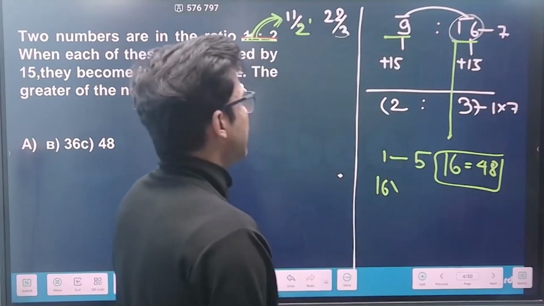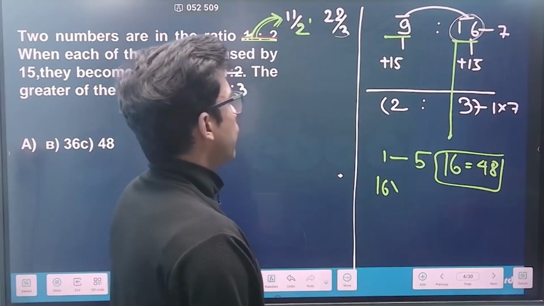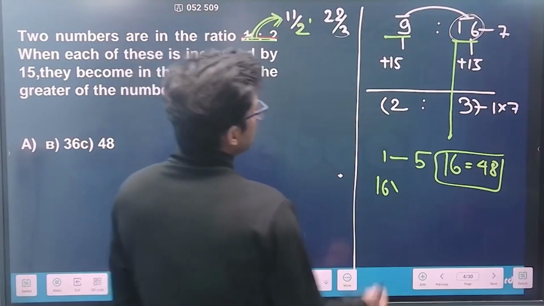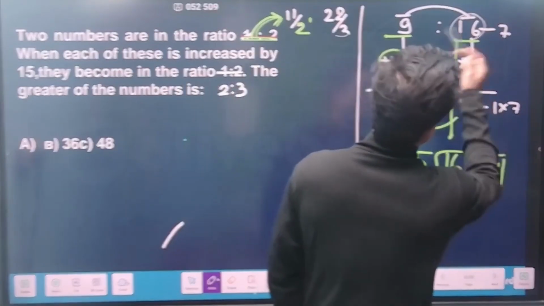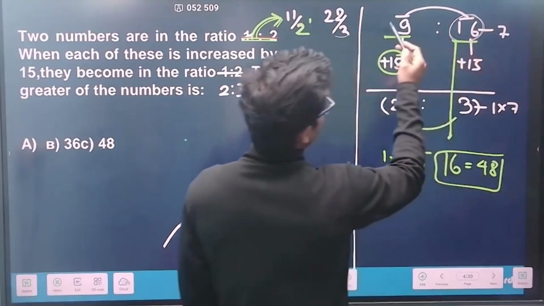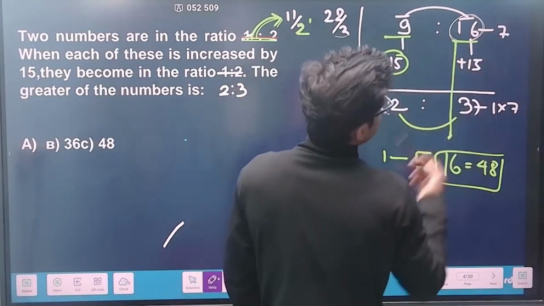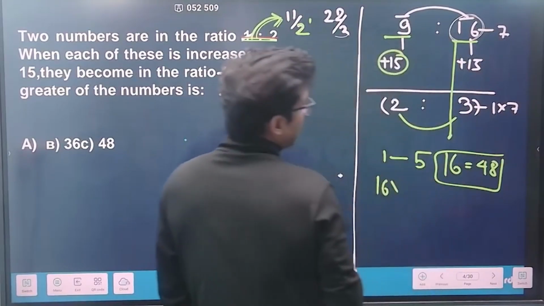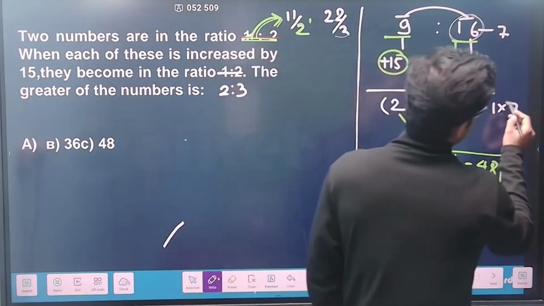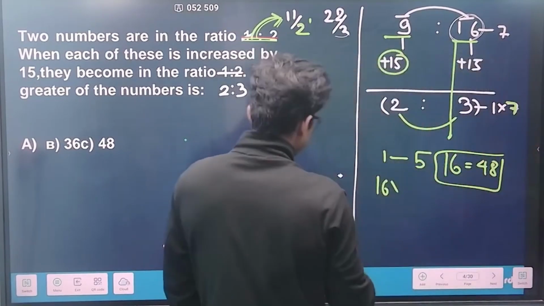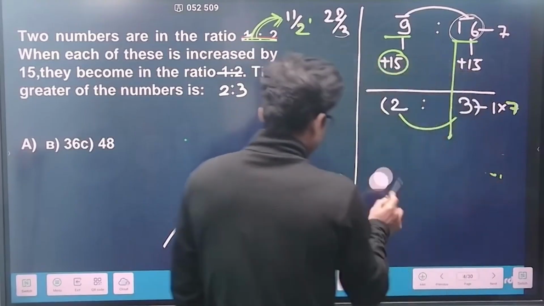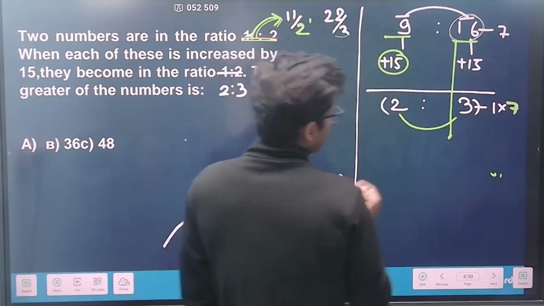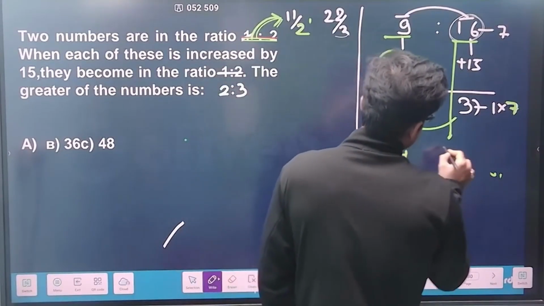Now the point here is, what? If you are adding the 15, the ratio becomes... the difference here is 1 and the difference here is 7. The difference of 16 minus 9 is 7 and 3 minus 2 is 1. So for making the difference equal, I multiplied this term by 7. See the logic. Again, I am explaining, okay. So this becomes 7 2s are 14 and 7 3s are 21.